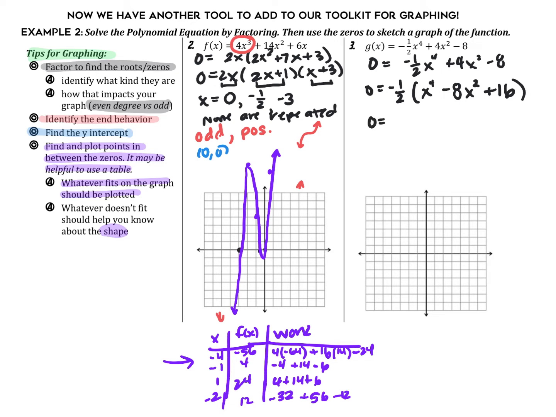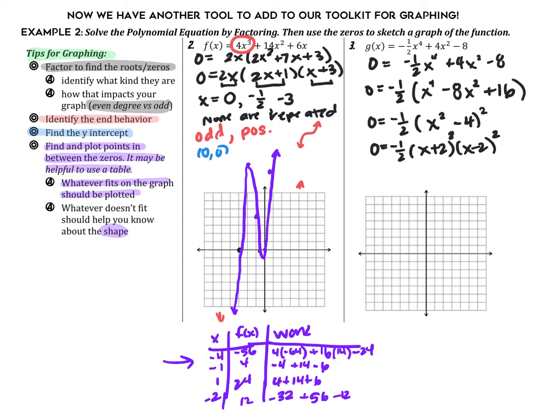And what's interesting about this is that I actually do know how to factor this. This is a perfect square. This is x squared minus 4 quantity squared. And I actually know that this factors as well. So this is going to be negative 1/2 times x plus 2 times x minus 2 times x plus 2 times x minus 2. So let's just write those as perfect squares here.